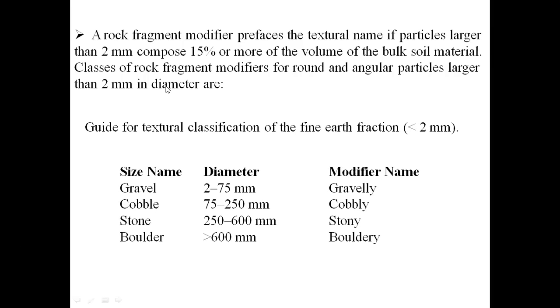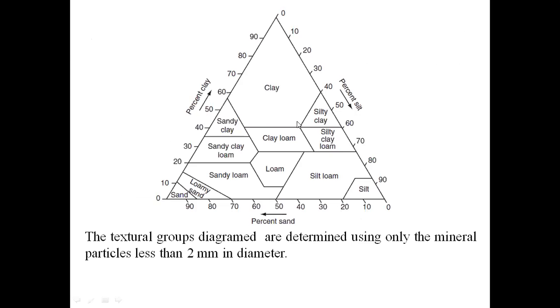Based on the size of these rock fragments, we have another classification. So this guide texture classification of fine earth is for less than 2 mm. This line indicates that.